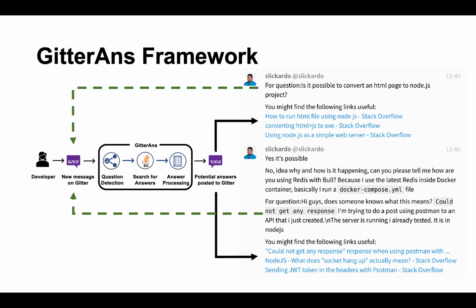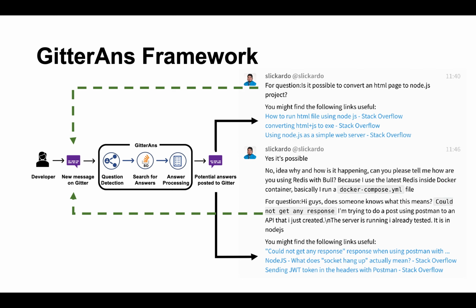Here we see an example of how the framework works. On the left side we have our framework, and on the right side we have a set of messages that have been posted to a Gitter channel. First we have one message that was posted by the developer. The question was sent to our GitterAns framework. Then it was deemed to be a question. It was posted here as the question, and then the result that the search for answers component found using the Google custom search is posted as an answer, as a new message into the channel itself.